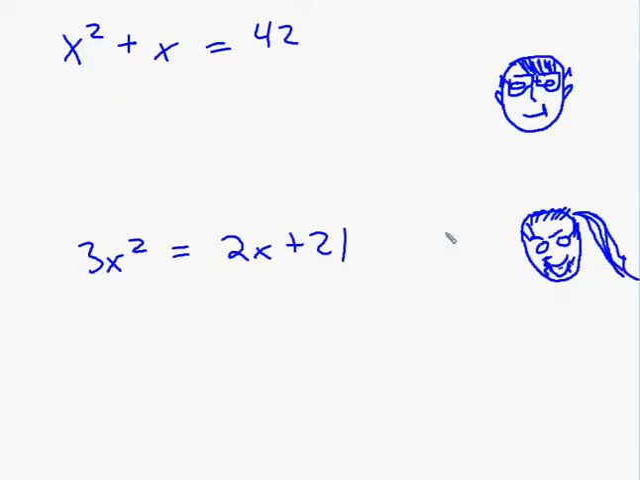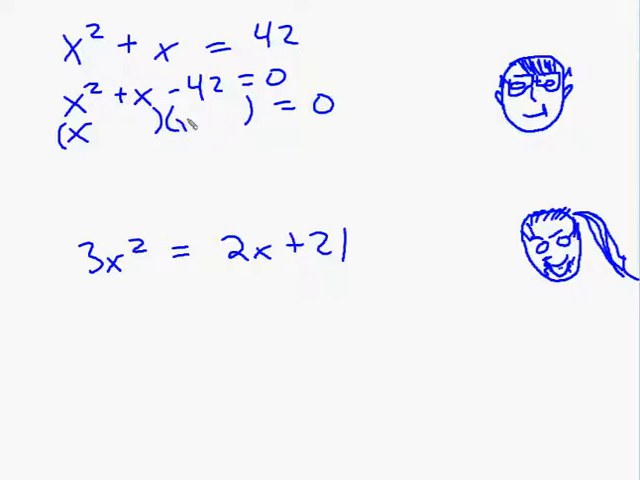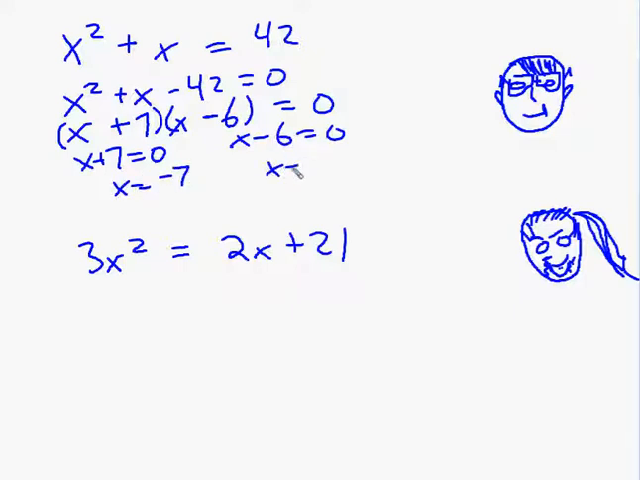Okay, so what should we do first on the next one? On the first one, what should we do? Subtract 42. So x squared plus x minus 42 equals 0. Now what? Factor it. Okay, and then 7 and 6. What sign right here? Plus and negative 6. So x plus 7 equals 0. x minus 6 equals 0. Subtract the 7. Add the 6. Next one, what should we do first?